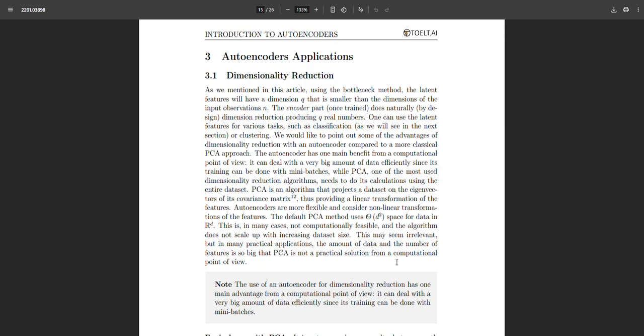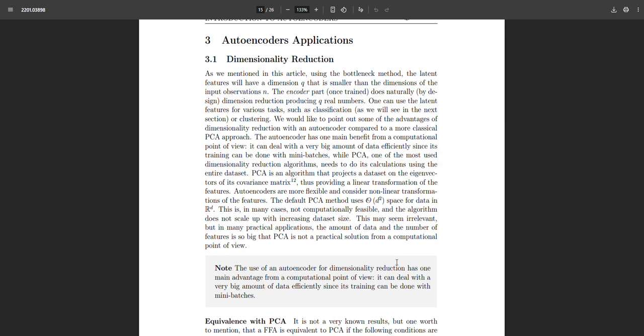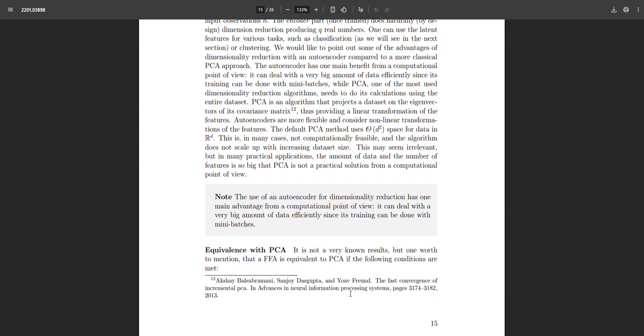A critical point to make is the significant advantage of using an autoencoder compared to a more classical approach like principal component analysis or PCA. The main benefit of the autoencoder approach is purely computational. It can deal with a very large amount of data efficiently because its training can be done using mini batches.